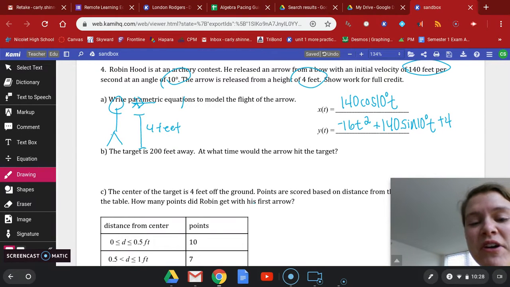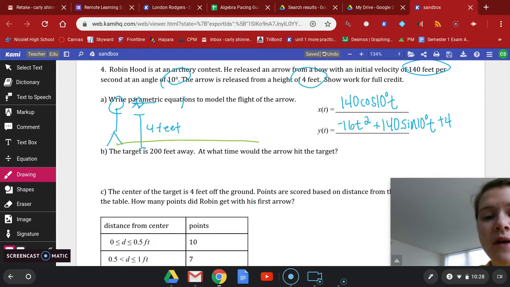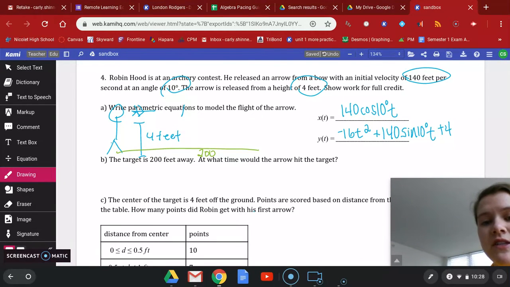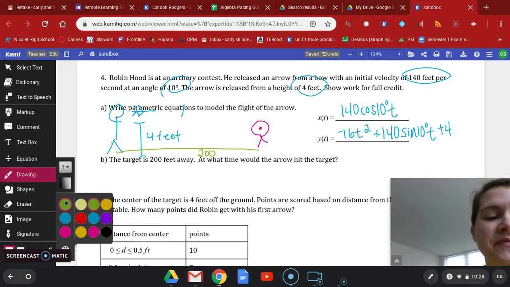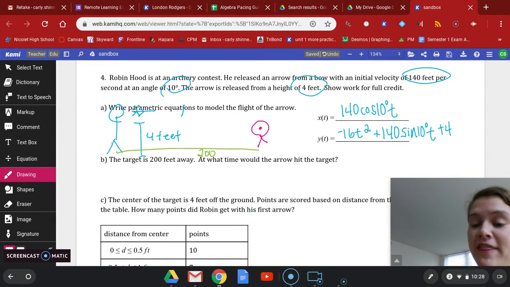The target is 200 feet away. Okay. So let me get a new color out. This is grass. The target is 200 feet away. So think of this as the target, here's my bullseye. Alrighty. So if the target is 200 feet away, that's a horizontal. So at what time would the arrow hit the target?